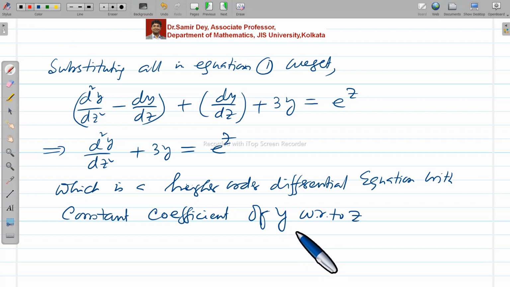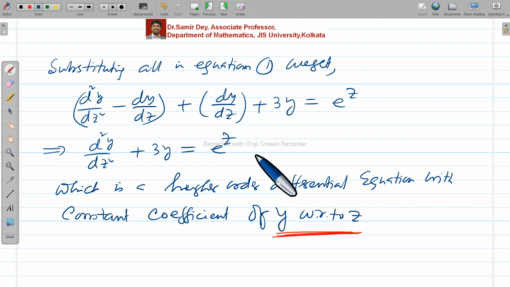Now try to understand this line. Those who are using multicolor, my simple advice to my dear students: every time, especially in maths, you should use multicolor. If you see any important information, underline it with a different color. It will help you a lot. Why am I marking it in red color? Why is this line so important? Because here d2y by dz square you have. It means here y depends on z. So that is why this equation is a higher order differential equation with constant coefficient of y with respect to z.